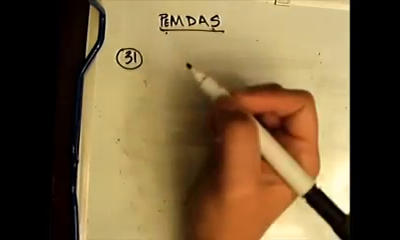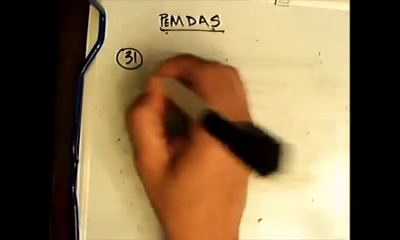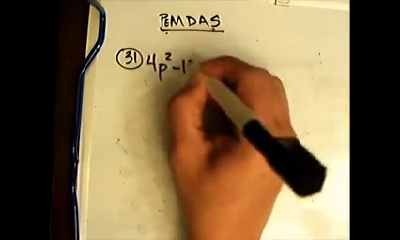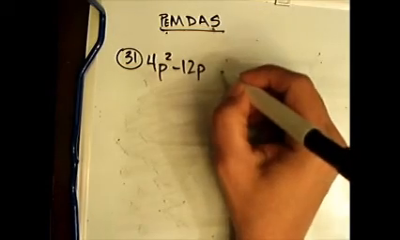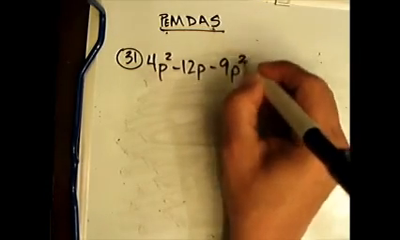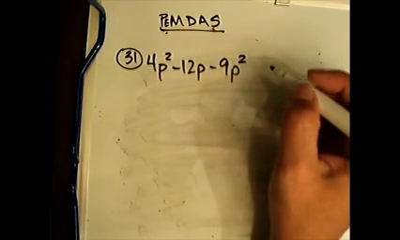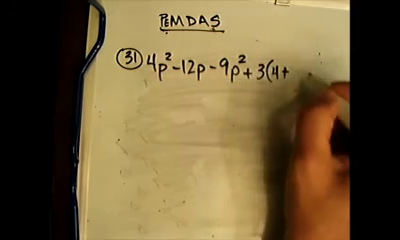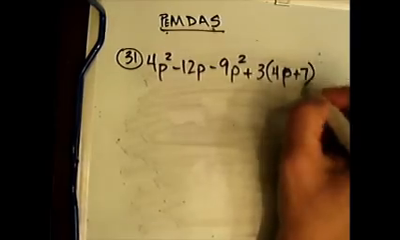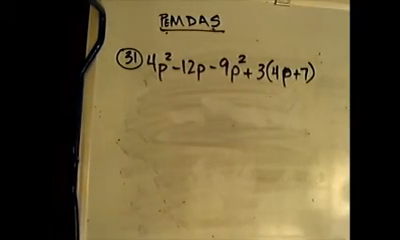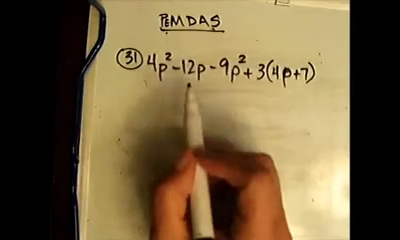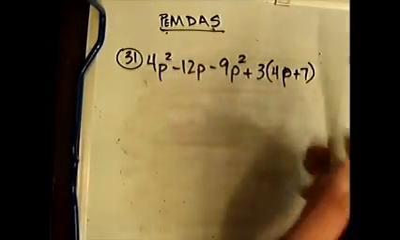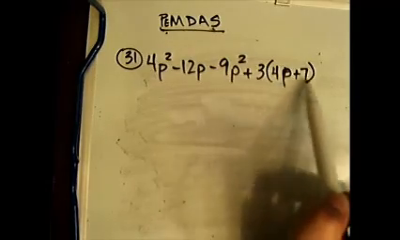31. 4p squared minus 12p minus 9p squared plus 3 times 4p plus 7. Almost ran out of paper there. Okay, so on this one we have, remember our PEMDAS right here. We have to do what's in parentheses first.